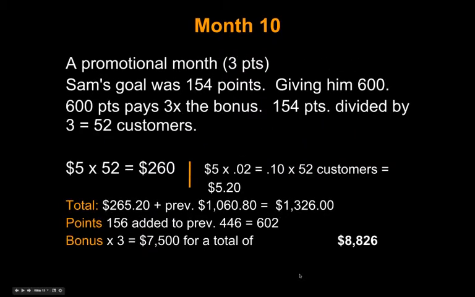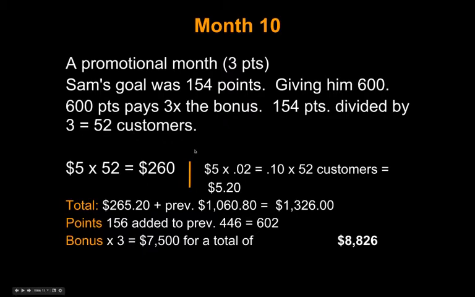Month number 10. This is where he gets the extra share of the bonus. There was a promotional month again. He knew he wasn't far. He needed to get 154 points. That would have gotten him to the 600 that he needed to hit the next bonus level.